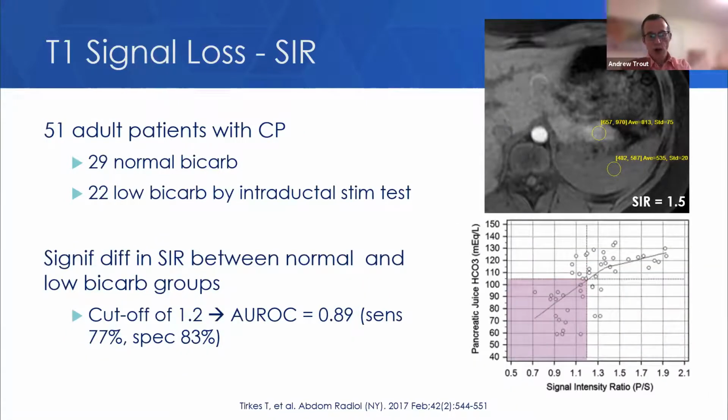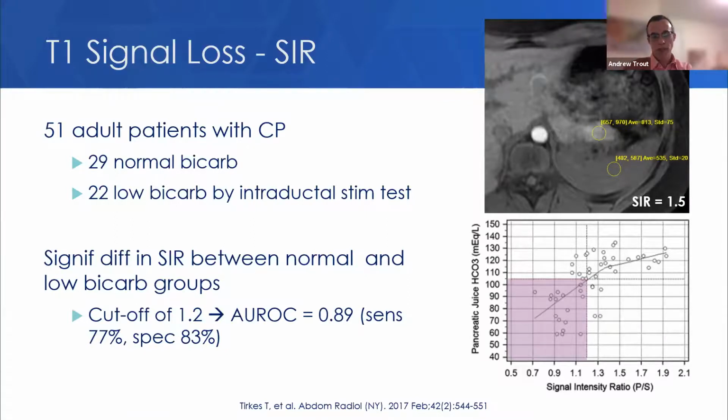Signal intensity ratio, while only semi-quantitative, has shown to have some predictive value. This was a study of 51 adult patients, all with chronic pancreatitis, about half of which had normal bicarbonate secretion, and the other half which had low bicarbonate secretion by an intraductal stimulation test.